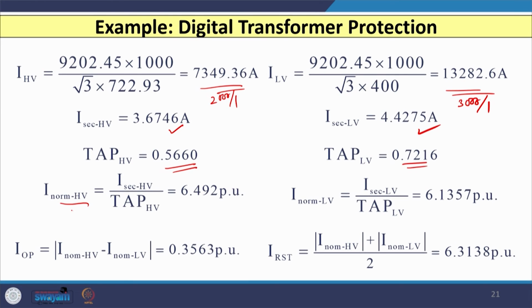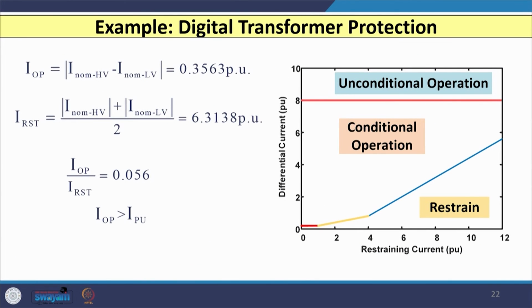So, we can have the normalized current on HV side, that comes out to be 6.492, and the normalized current on LV side, that comes out to be 6.1357. If you take the operating current, it is 0.3563 and your restraining current is again 6.3. With these two values, if you calculate the ratio, it comes out to be 0.056.